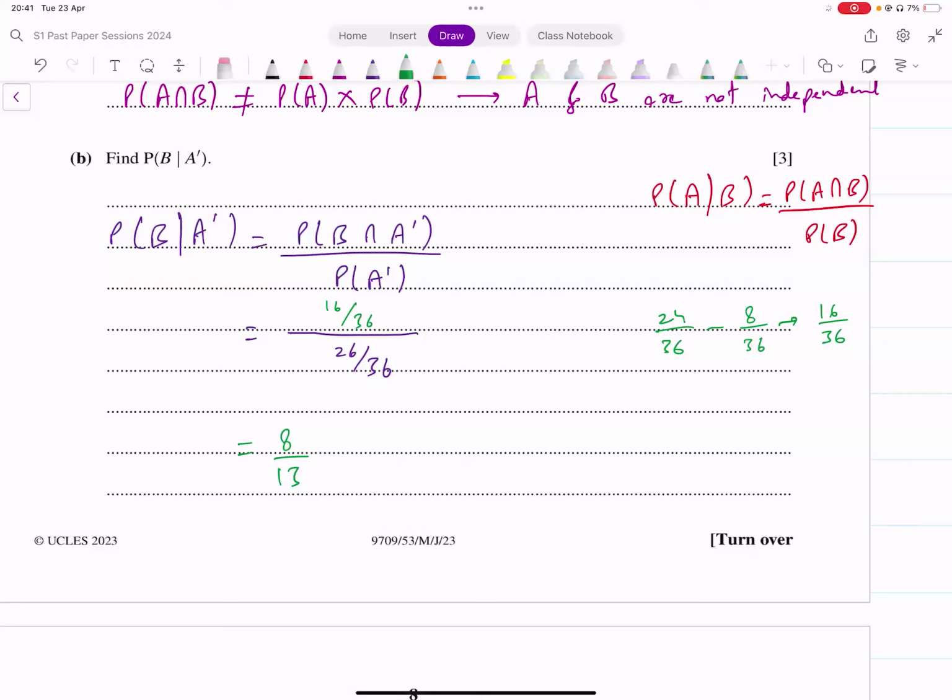Does that make sense? Any problems with this? Can't we just add B and A dash? This is intersection. Intersection means what's common between them. So how can we add them? We are looking for intersection of them, right? Where B and A dash both are true.